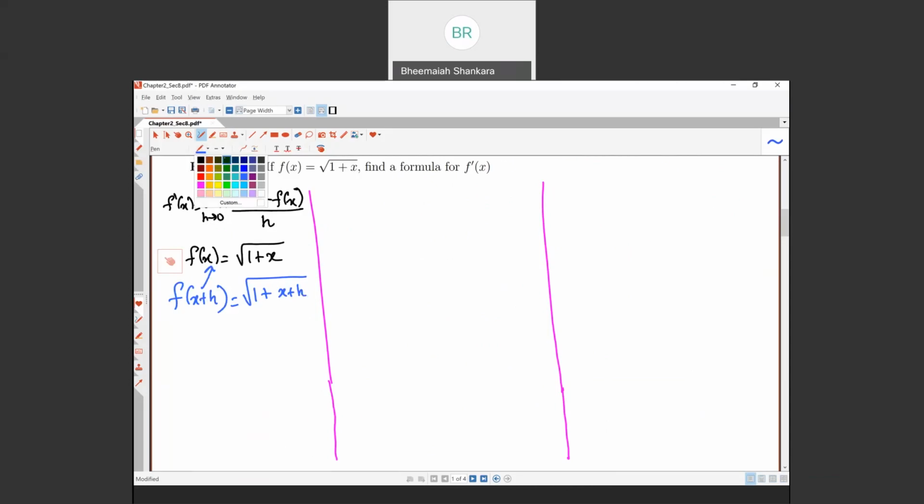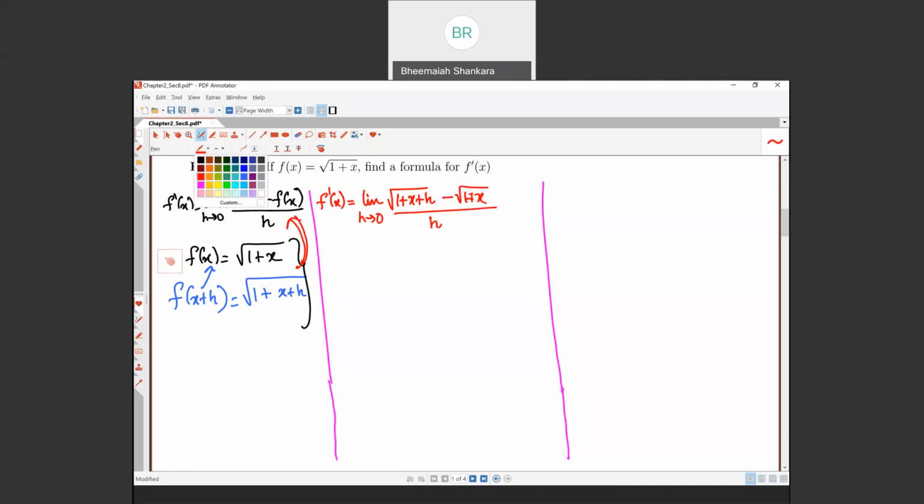Now you have f of x plus h and f of x. You're good to plug these back into the limit definition here. So the limit definition looks like f prime of x equals the limit as h approaches 0 of the square root of 1 plus x plus h minus the square root of 1 plus x, divided by h.